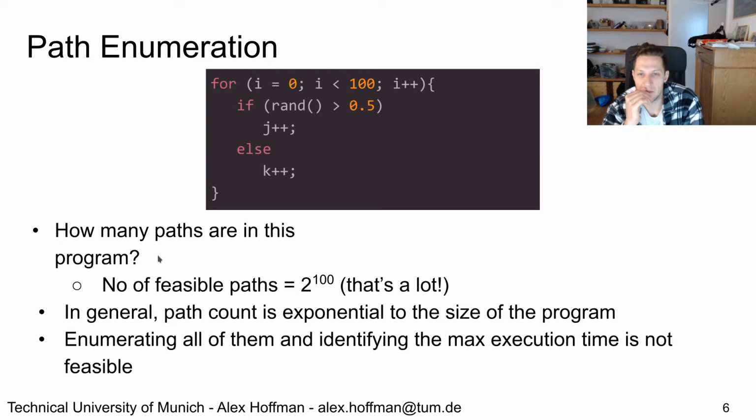So path enumeration. This is the generation of the set of all the possible paths that can be taken through your program. So if we look at this very simple example on the screen, we have a for loop that's going to run 100 times, and it's saying I'm going to generate a random number, and rand will generate between 0 and 1, I believe. If this random number is in the top 50 percentile, add j, and if it's in the lower 50 percentile, add k. So we want to know how many times is this code going to run.